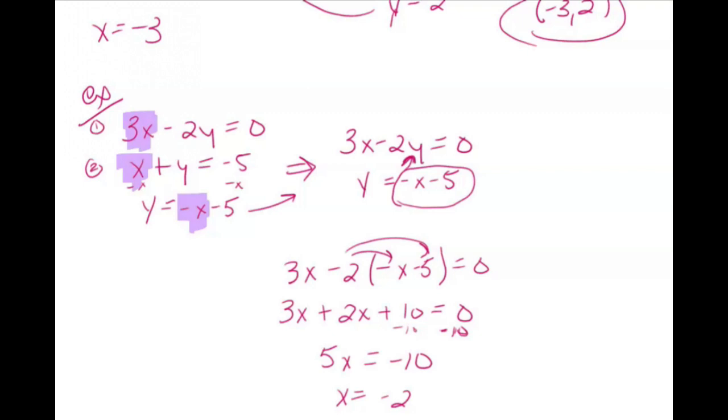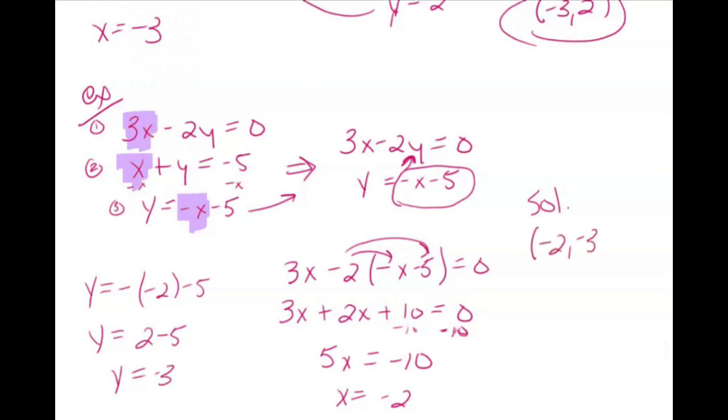However, this last equation here, we'll call it 3, seems like it would require the least amount of work. So y equals negative 2 minus 5. So y is going to equal negative 2 minus 5, and y equals negative 3. So our solution is going to be negative 2, negative 3.